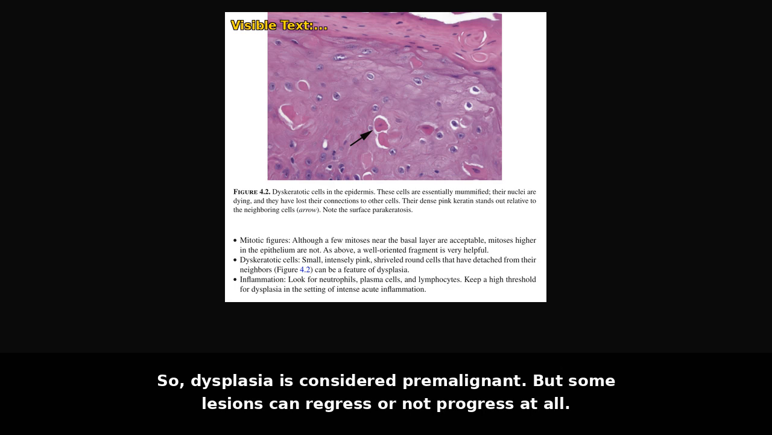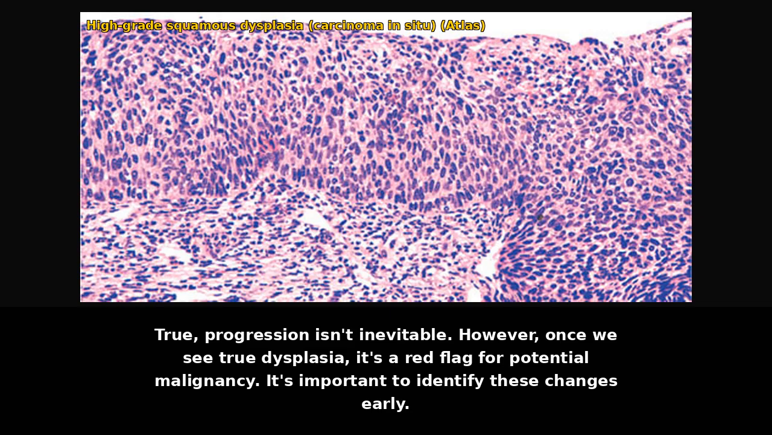So dysplasia is considered pre-malignant, but some lesions can regress or not progress at all. True progression isn't inevitable. However, once we see true dysplasia, it's a red flag for potential malignancy. It's important to identify these changes early.